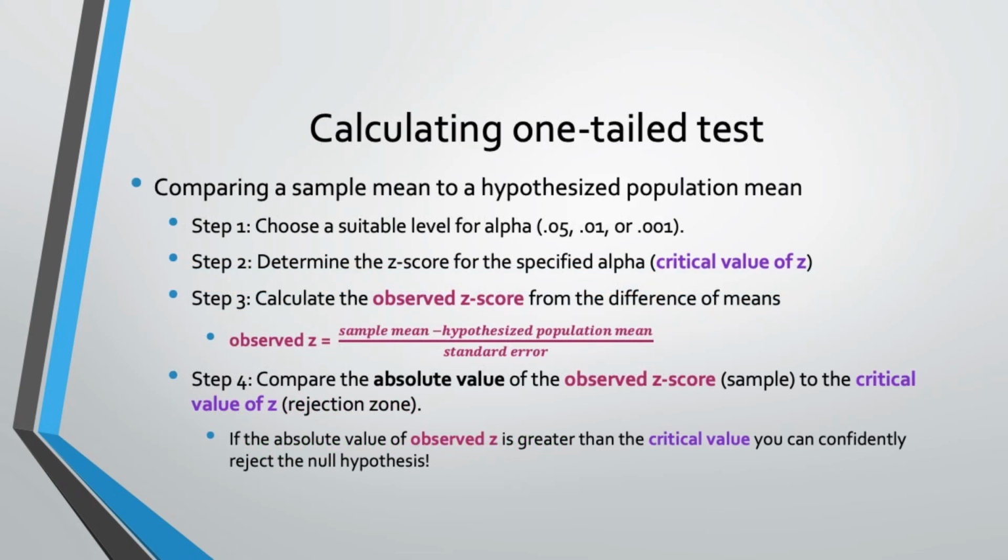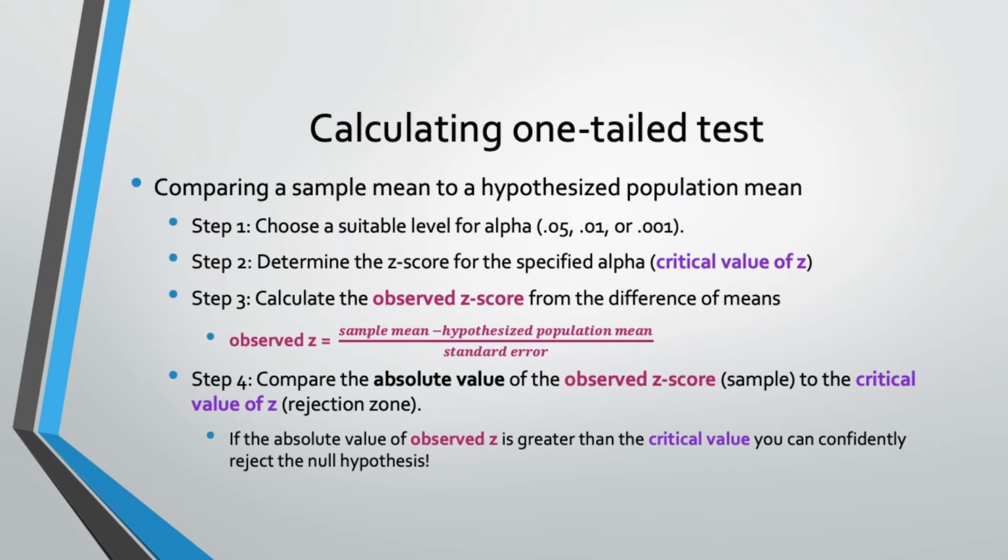Here are the steps that we're going to run through. So I would be sure to pay careful attention here and take notes. These are the steps that you need to follow when you're comparing a sample mean to a hypothesized population mean. So step 1, we're going to choose a suitable level for alpha. How confident do we want to be in our results? Do we want to be 95% confident? Do we want to be 99% confident? Do we want to be 99.9% confident? And again, this is all up to the researcher.